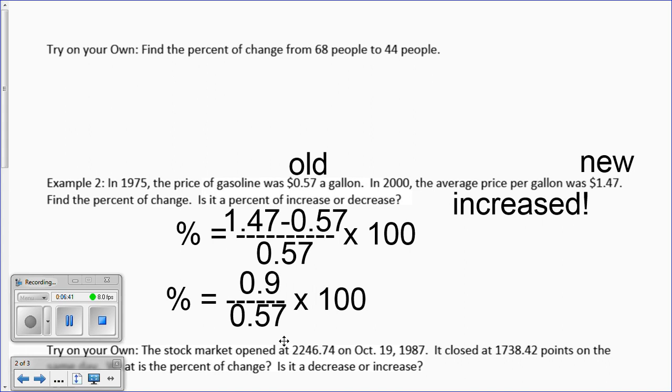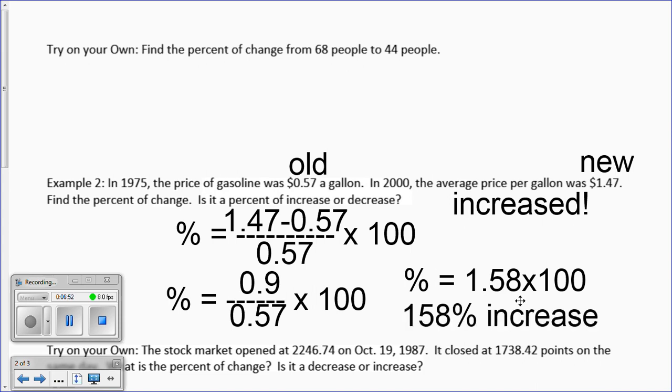over the 57 cents. Now I can do my division, and I get, again, I rounded it off, so I get 1.58, and then I go ahead and multiply. So it was actually a 158% increase.